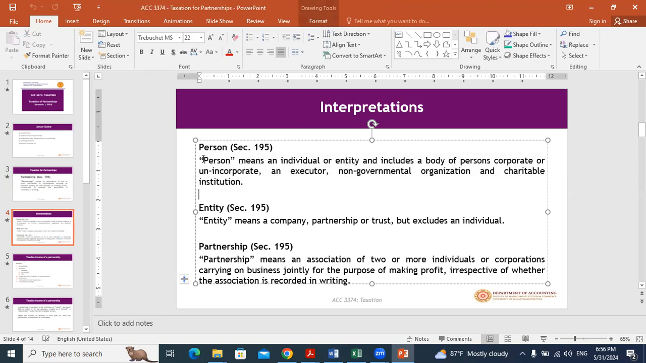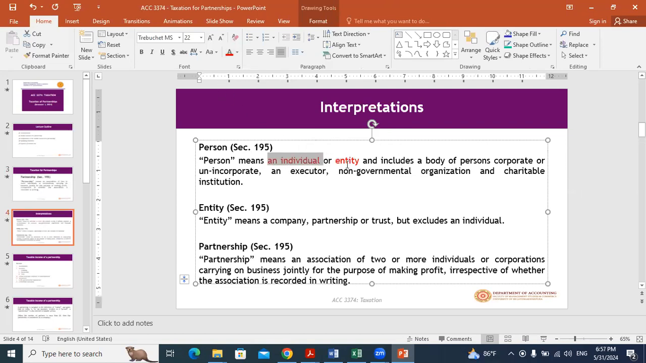Persons. This is persons. Person means an individual, we have been discussing an individual, or an entity. This entity includes a body of persons, corporate or unincorporated, and etc. Non-government organization, charitable institution. So we have these two major.